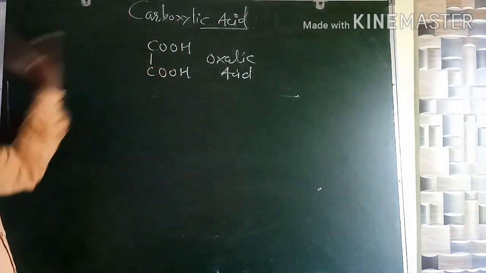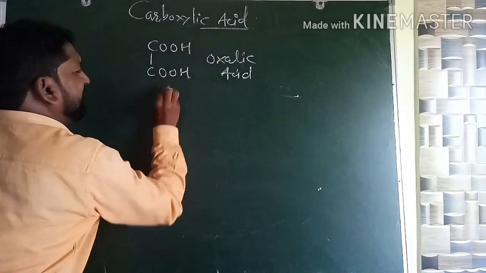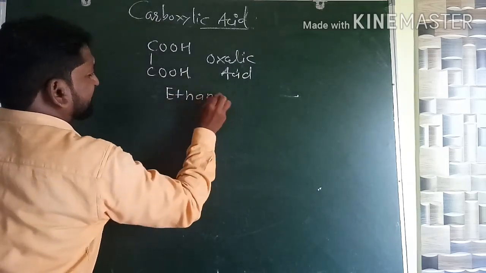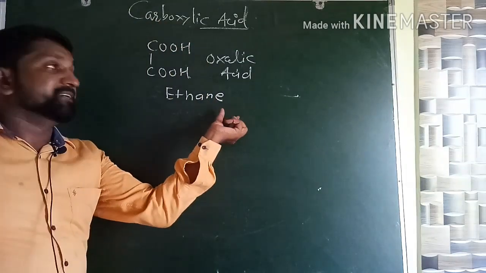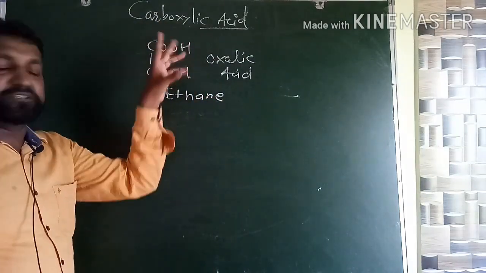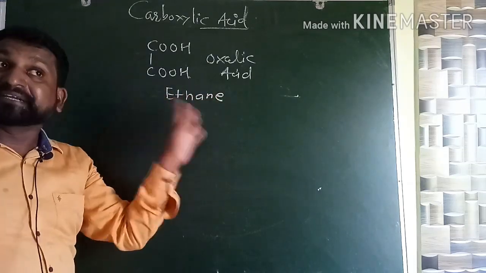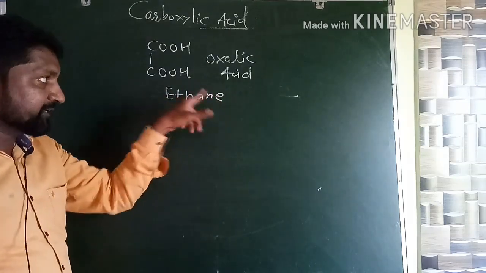How many carbons are there? 2 carbons are there. Therefore, ethane. Now do not replace the E, just like in the alcohol case. When we apply di, tri, then E must be written. In the same way, here E should be written.